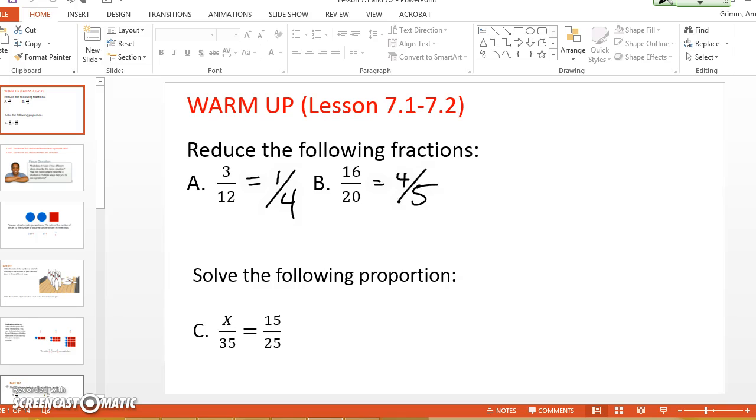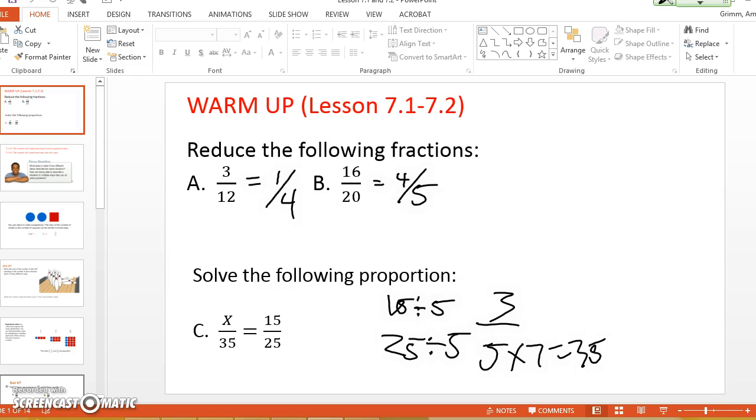Okay, who knows how to solve a proportion? Anybody remember how to do that? Dylan? Oh, you want to do it? Yeah, that's fine. So I got it into the lowest form first. And then to get 3/5 into 35, I did times 7.